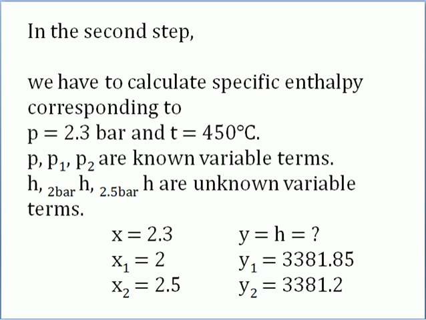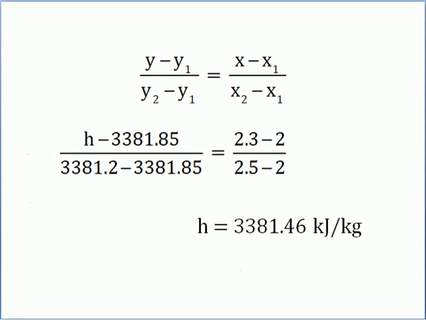Now the known variables are pressure terms. In the first step, the known variable terms are temperature terms. Now the x, x1, x2 correspond to pressure, and the y terms are as usual corresponding to specific enthalpy terms. Substituting in the formula, we get the final answer H equal to 3381.46 kilojoules per kg. I hope you got a clear idea.